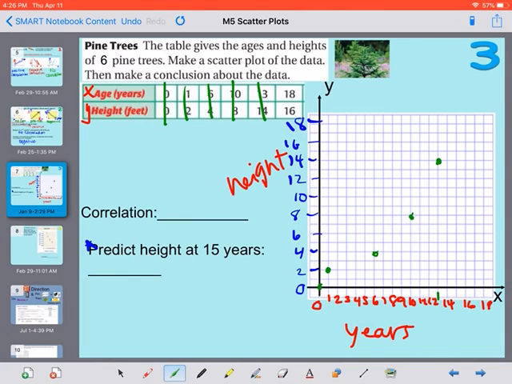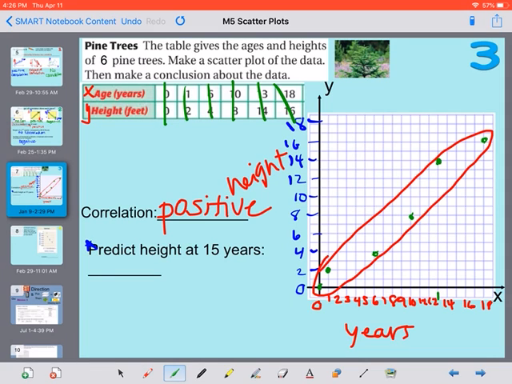And then an 18-year-old tree has a height of 16 feet. All right, so correlation, well, as you can see, if I circle the points here, as close as possible, we have a positive correlation. As one is increasing, the other is increasing.